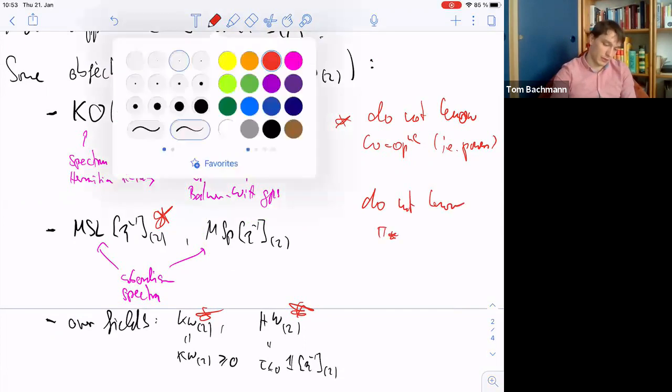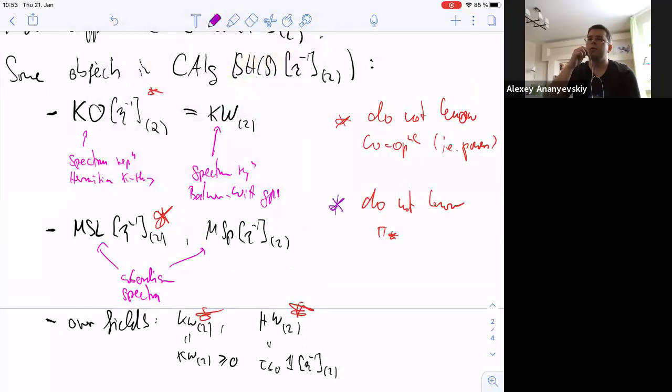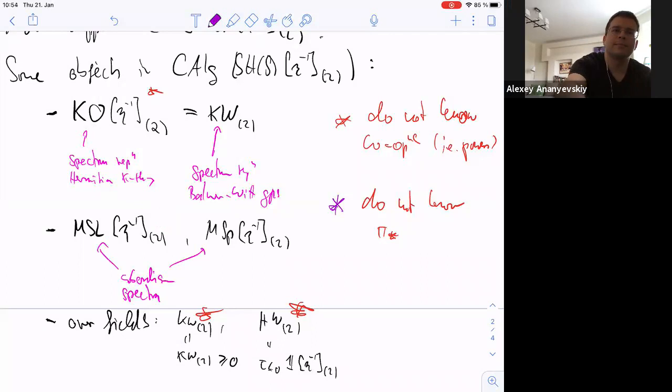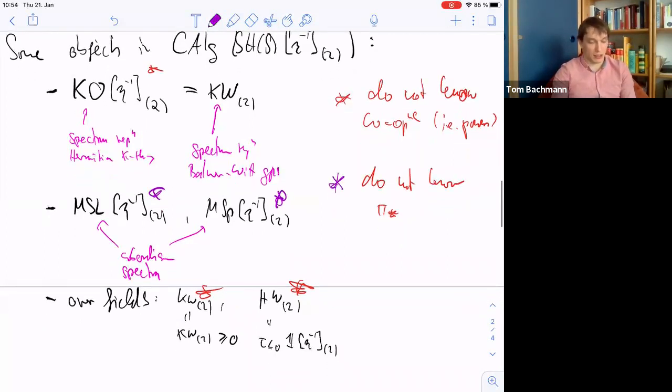So maybe I should not have made this red. I think that for MSL you also know cooperations, no? I mean, this is eta inverted. It's eta inverted, yeah. So you've worked this out, you're right. Yeah, more or less. So we don't know the homotopy groups here, and we don't know them here. And so you see that in none of the examples that we've worked out do we know both. And so that's why you seem to have a problem, right?